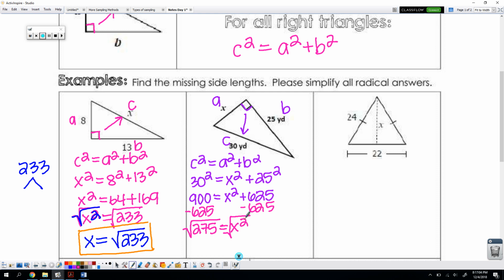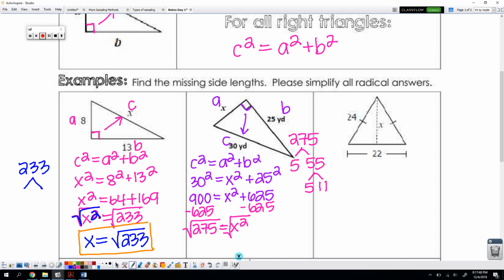Now I just need to factor tree 275. So I can try to fit it here. So 275 definitely divides by 5. And if I divide by 5, I should get, let me try. All right, I get 5 and 55. And then 55 turns into 5 and 11.